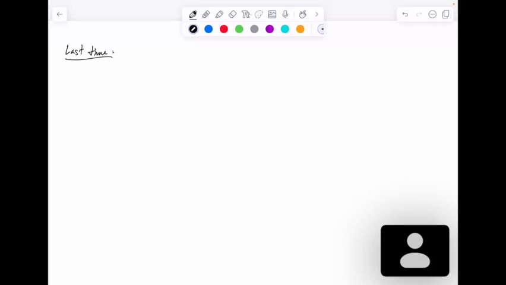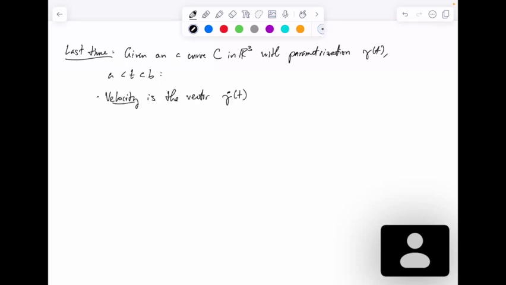So last time we looked at, given a parameterized curve, or let's just say given a curve C in 3-space with parameterization gamma of t for t between A and B, its velocity. We introduced velocity as the vector gamma dot of t, which is the same thing as dx/dt, dy/dt, dz/dt.